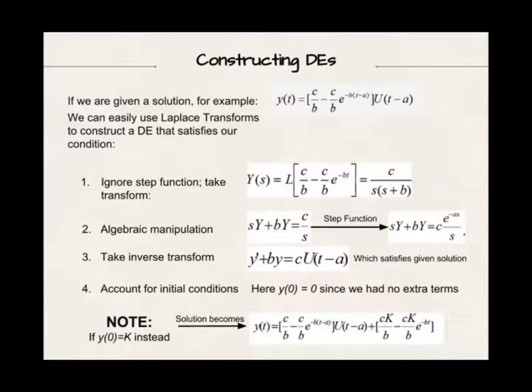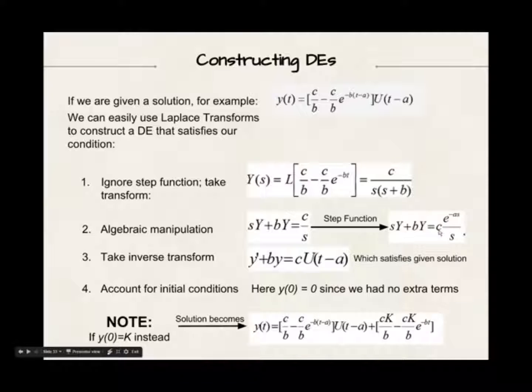To solve for this one, first we ignore the step function and take the transformation, so that big Y of s is equal to the Laplace transform of c over b minus c over b times e to the negative bt, which is equal to c over s times (s plus b). We then multiply that back out, so it becomes sY plus bY is equal to c over s. We then place our step function back into the equation as we took it out earlier.